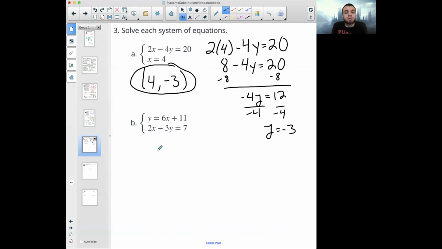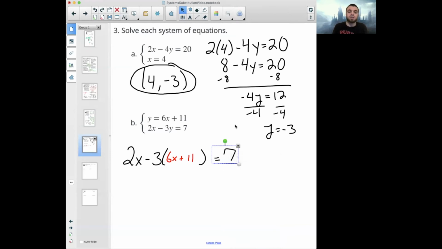All right, this next one down here, you're going to be working with a whole expression. So we're going to write 2x minus 3, and then instead of writing the y, we know that y is equal to 6x plus 11. So instead of writing y, we're going to open our parentheses and write 6x plus 11. And this is all going to be equal to 7.